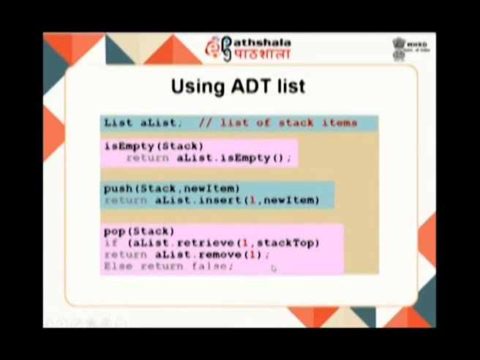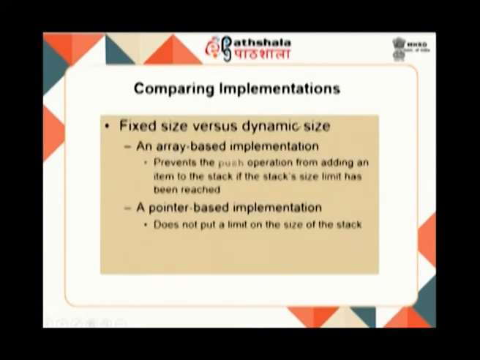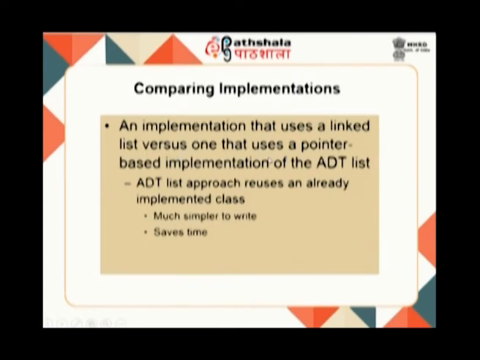That is why, if this boolean gives me a value, then I return A list dot remove 1, otherwise I return false. Now, comparing the different implementations, the basic difference is fixed size versus dynamic size. In an array based implementation, it prevents the push operation from adding an element if the size exceeds the allotted size. With pointers, there is no limit on the size of the stack. Compare an implementation that uses a linked list with one that uses a pointer based implementation of the ADT list. The ADT list approach reuses an already implemented ADT list, so it is much simpler to write and saves time. This is true for any ADT usage, ADT data structure usage. Here please note we have taken a different approach to the stack implementation. We have used an already defined ADT list for implementing the stack.